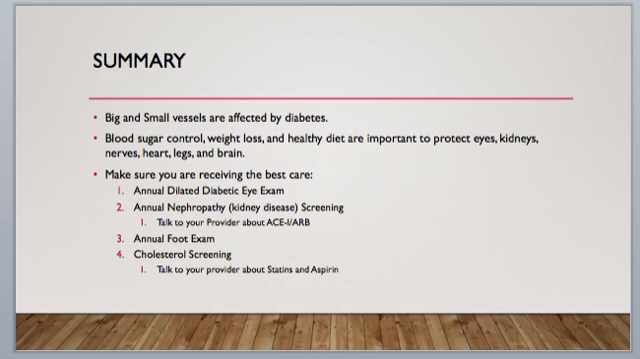Make sure you are getting an annual dilated eye exam and an annual nephropathy screen. Talk to your provider about starting an ACE or an ARB if they are appropriate for you. Make sure you are getting an annual monofilament foot exam, and make sure you are getting your cholesterol screened.